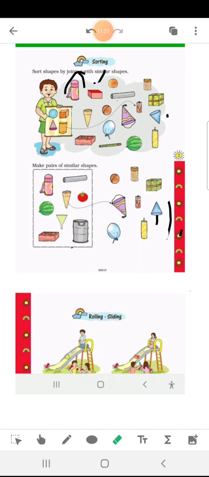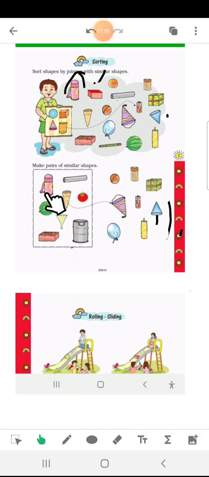So once more let me tell you, students. This is called cylindrical. This is a cube. This is also again cylindrical. This is round. This is cylindrical. This is a cube. This is a cone. This is also a cone. Then this is cylindrical. This is a cube. This is again cylindrical. This is round. This is again cylindrical. So we have learned different types of shapes.